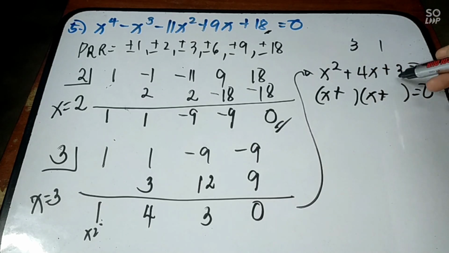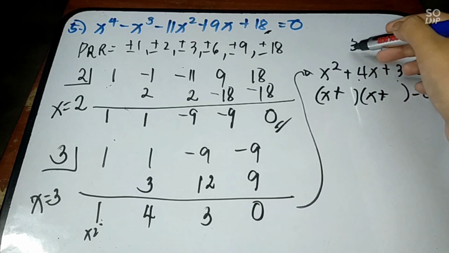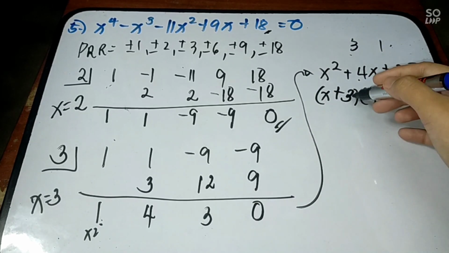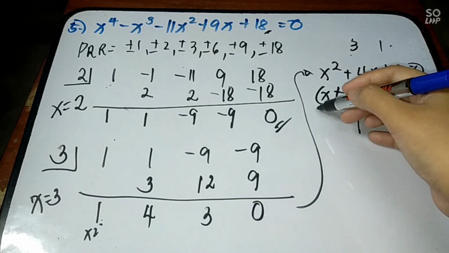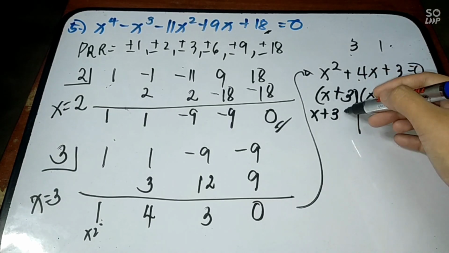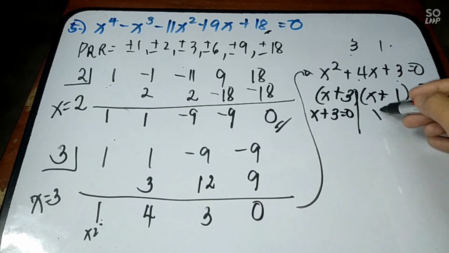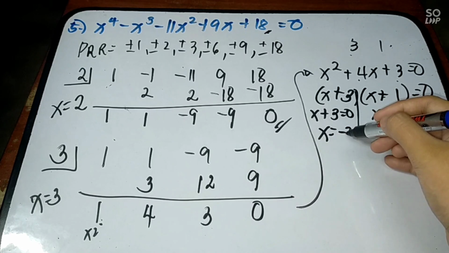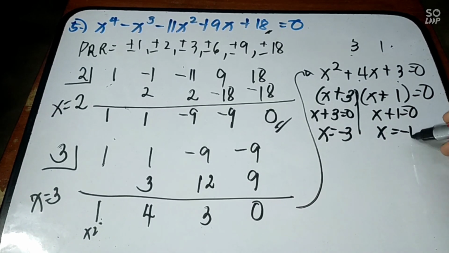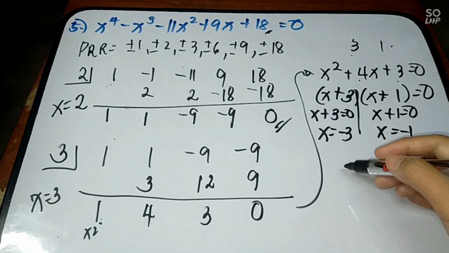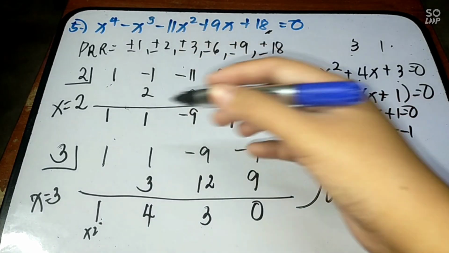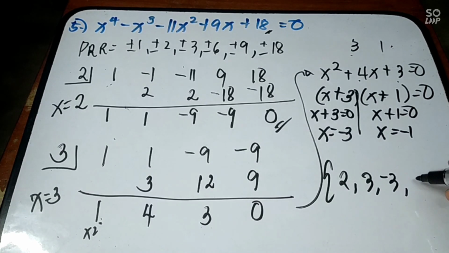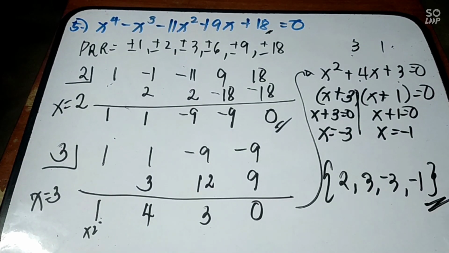So, 3 plus 1, the answer is 4. 3 times 1, the answer is 3. So, therefore, our factors are 3 and 1. Then, by using the zero property, equate it to 0. x plus 3 is equal to 0. x plus 1 equals to 0. So, x is equal to, just transpose, negative 3, and x is equal to negative 1. So, that is it. Our roots are 2, 3, negative 3, and negative 1. So, that is all.